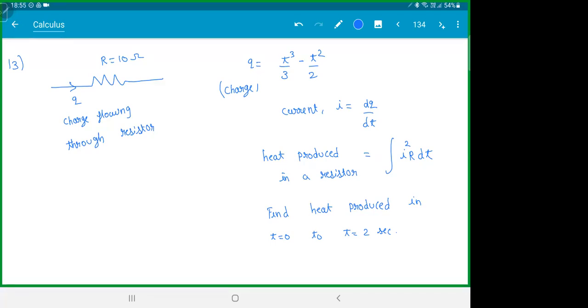First thing you need to find the current. So I is dq by dt. So just differentiate that, which will be t square minus t. Then what is heat? I square R dt. So t square minus t whole square, R is 10, into dt. Limits are from 0 to 2 seconds because it's heat produced in 2 seconds. So now you have to integrate this. Let me do it on the next page.